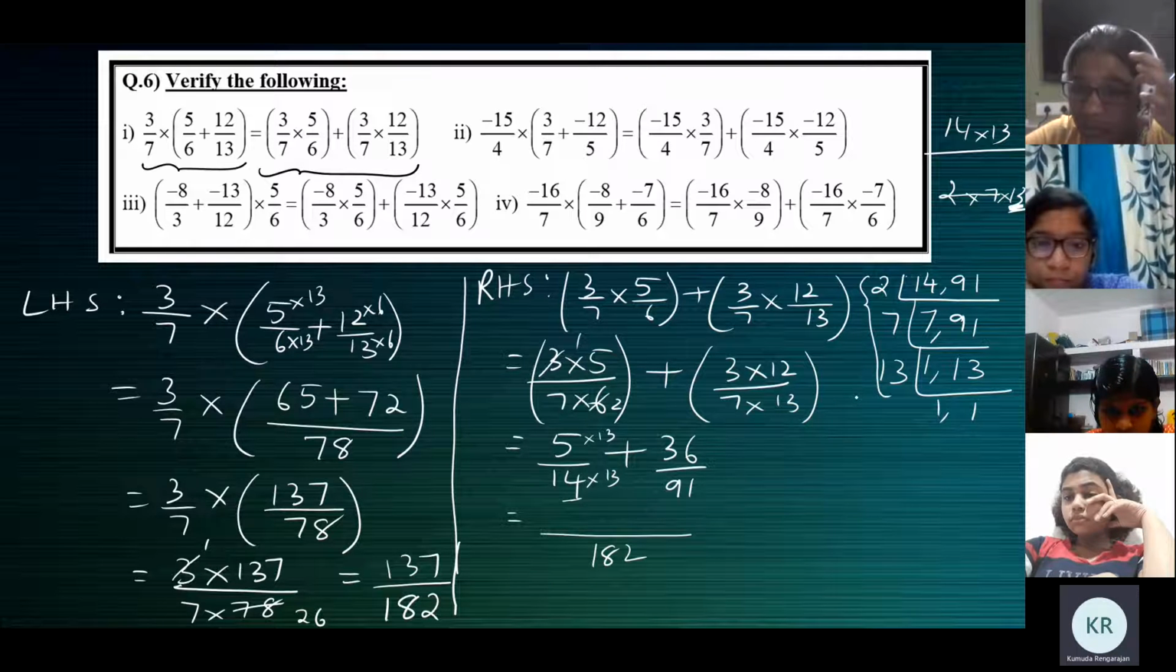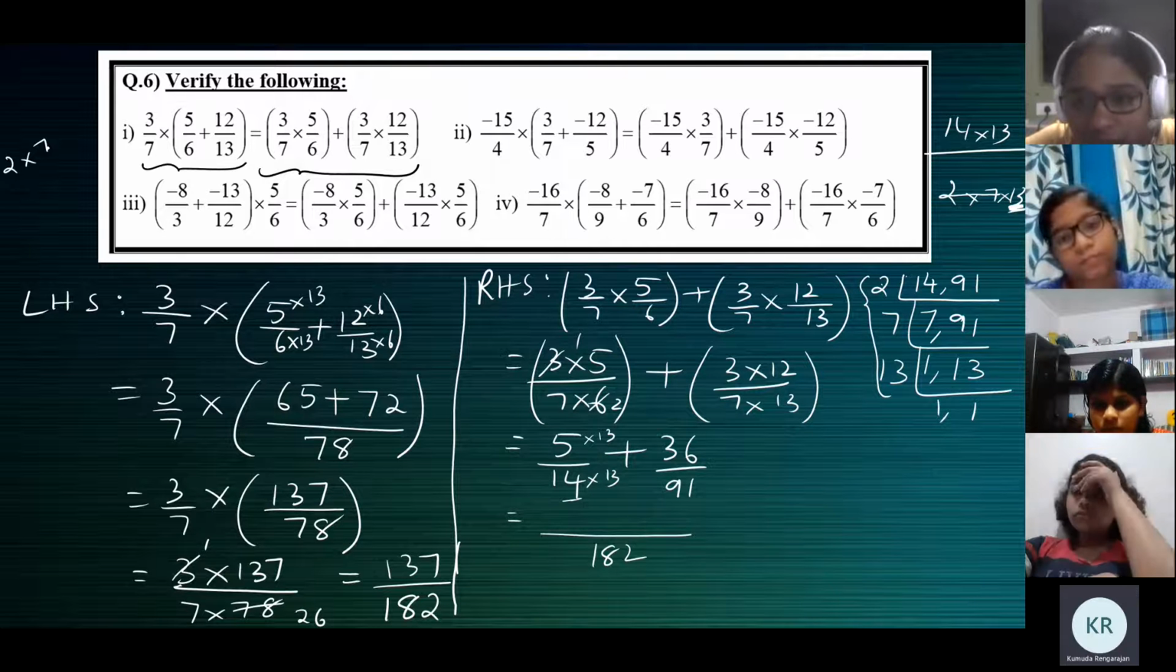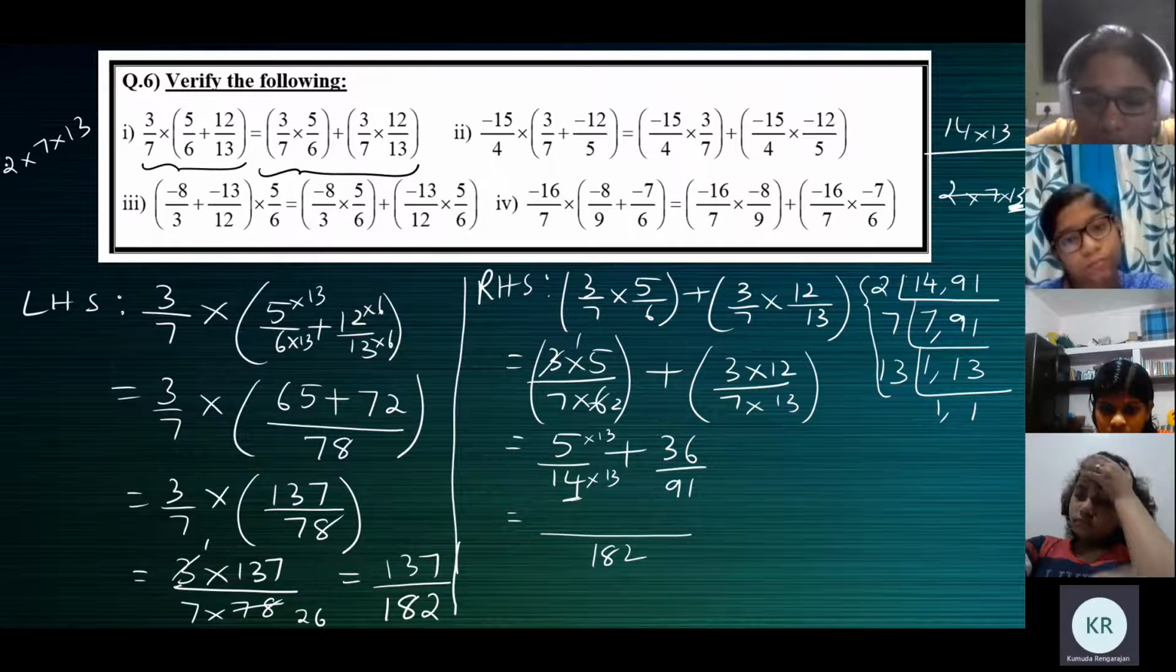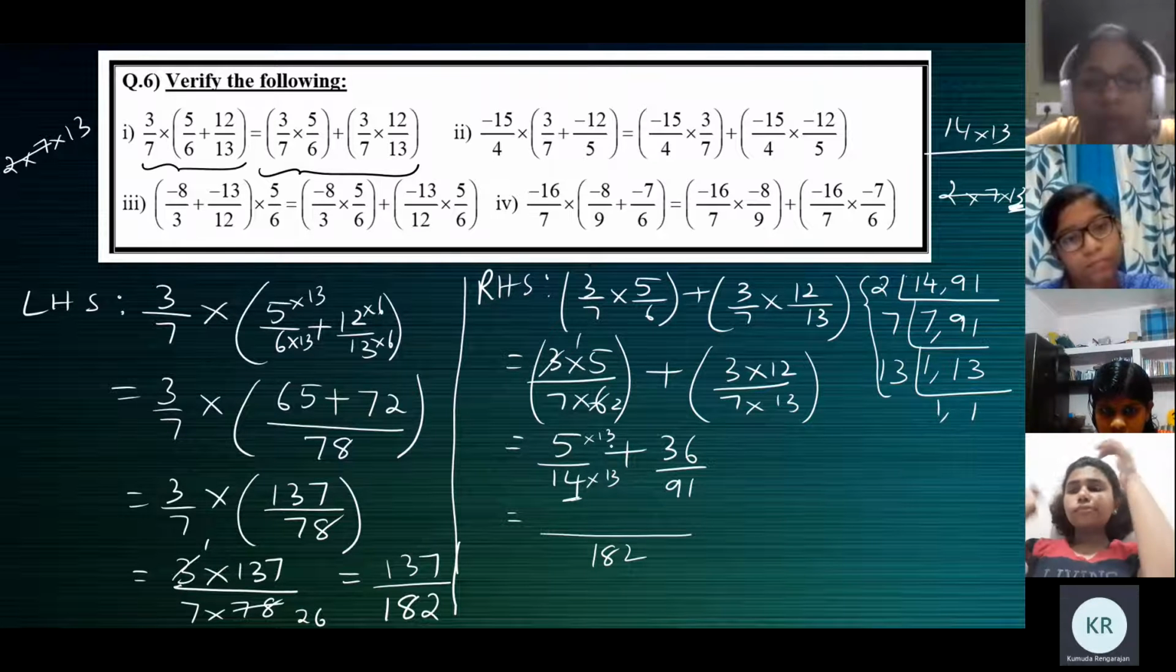See, in the LCM we have 2 into 7 into 13. What I'm saying is the denominator here is 14. Strike out 14, 2 7s are 14. What is remaining? Into 13. That's what you should multiply the numerator and denominator by. And here the other denominator is 91.